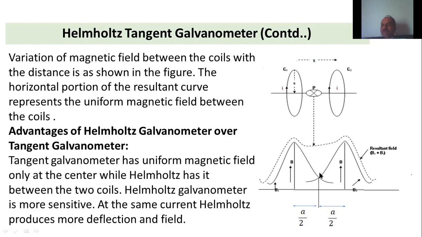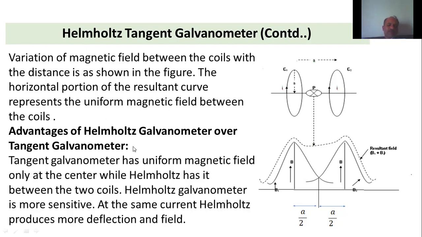Whereas in a tangent galvanometer, the compass is kept at the middle of the coil, and the magnetic field is not uniform there. It decreases gradually as you move away from the center of the coil.